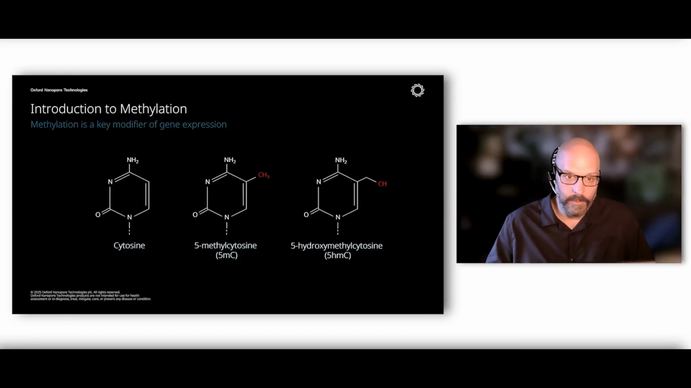Very quickly, I'll go through just some brief introduction to methylation. So methylation can occur at both adenosine and cytosine, but the one that we're most commonly looking at is cytosine. And the most common methylation is the attachment of a methyl group at the 5 position, and that's called 5-methylcytosine, or 5-mC is what most people will call it. And then a more rare modification is 5-hmC, that's 5-hydroxymethylcytosine.